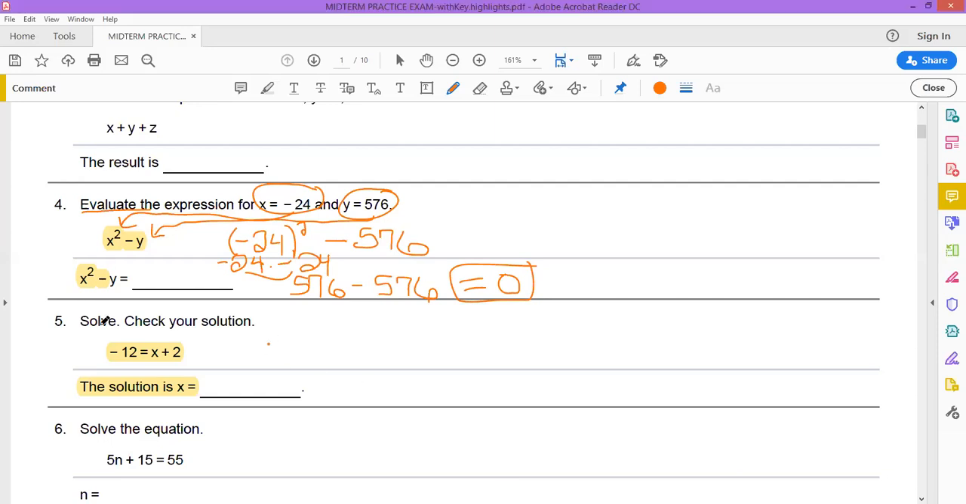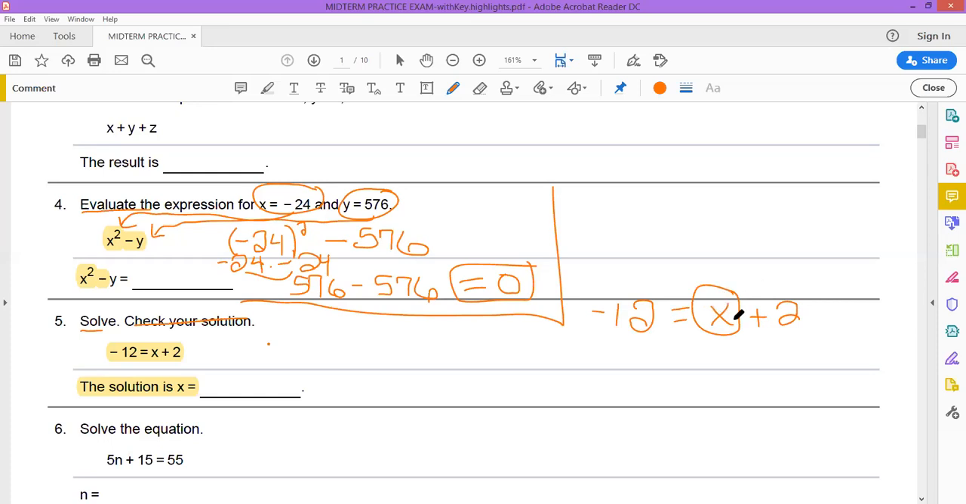Now look at number 5. We're going to solve this equation and check our solution. So when we solve this equation, let me rewrite it over here. Make some separation. So we got negative 12 equals x plus 2. Your goal is to get x by itself. So I'm going to circle that x. We want x by itself.